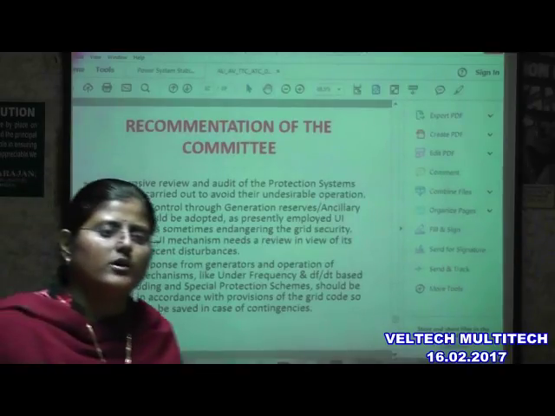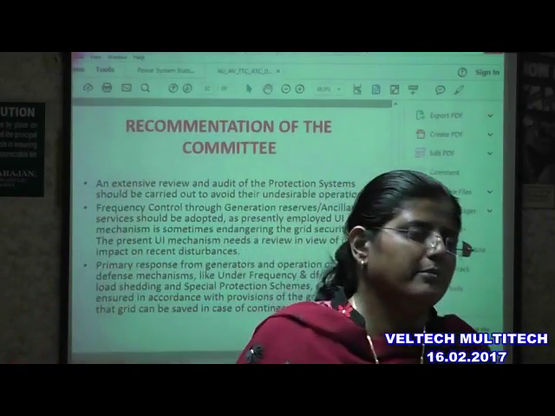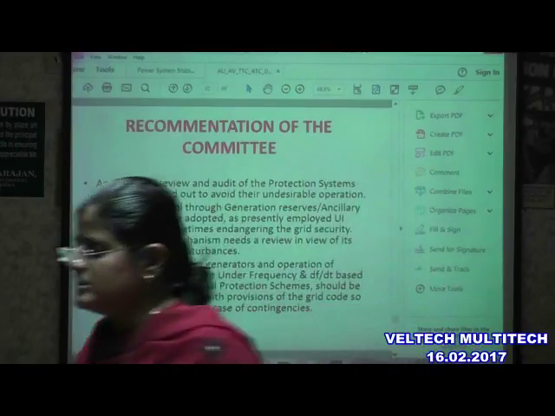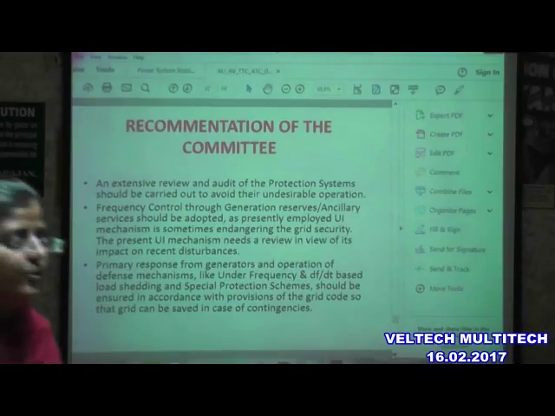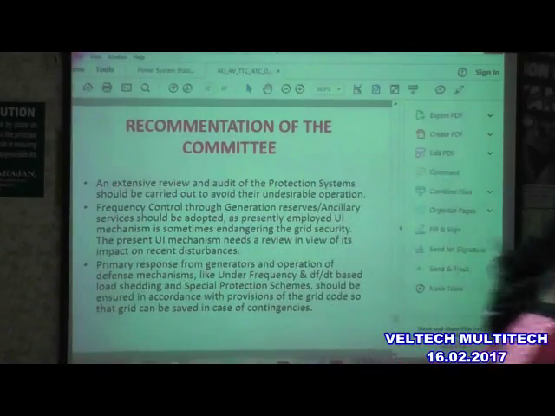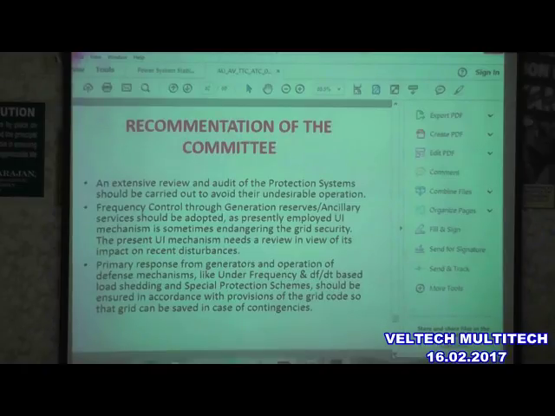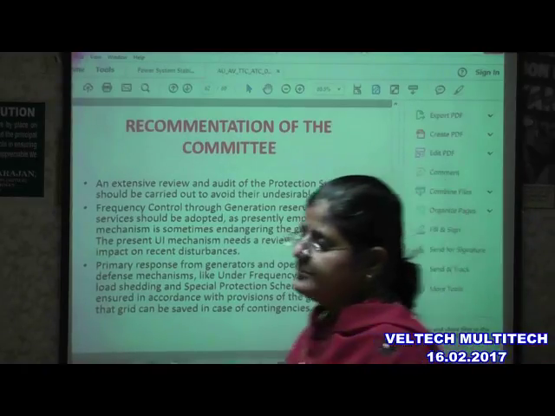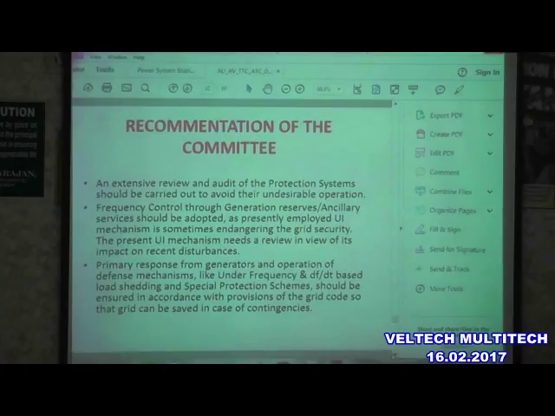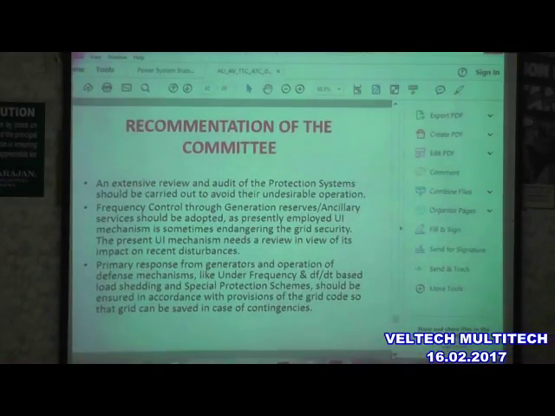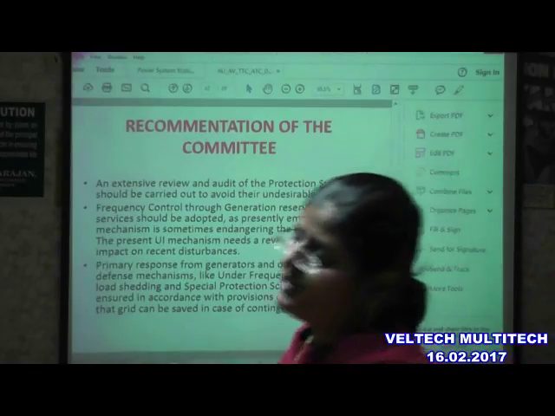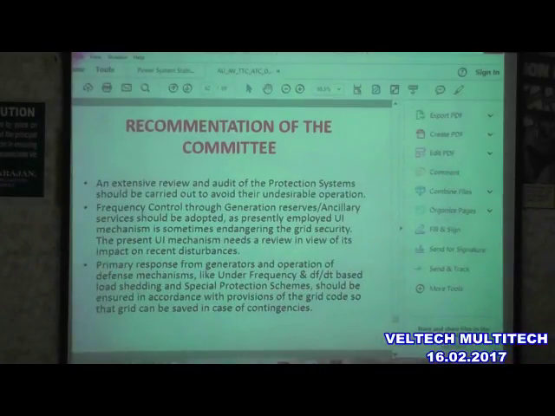What is the UI mechanism? Note down. Unscheduled interchange. UI means unscheduled interchange. Please look at this when you go back home. Why? Because this unscheduled interchange has now been renamed as DSM. You are monitoring the deviation from the schedule. UI charges are renamed as DSM, Deviation Settlement Mechanism.